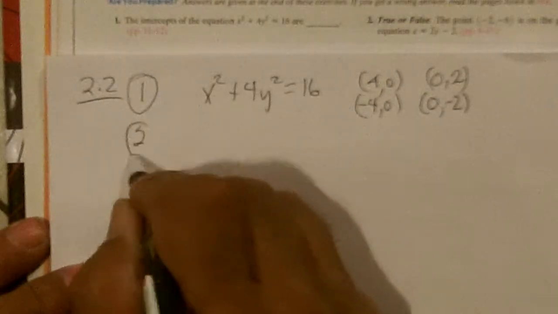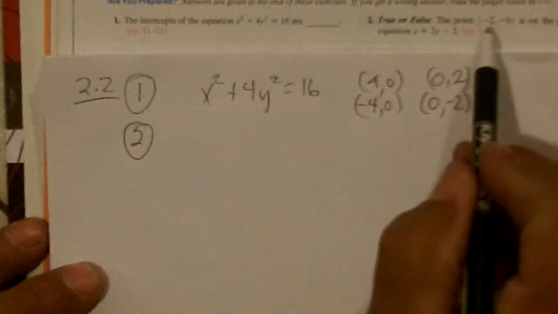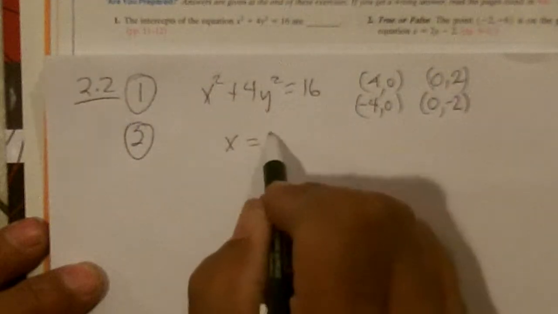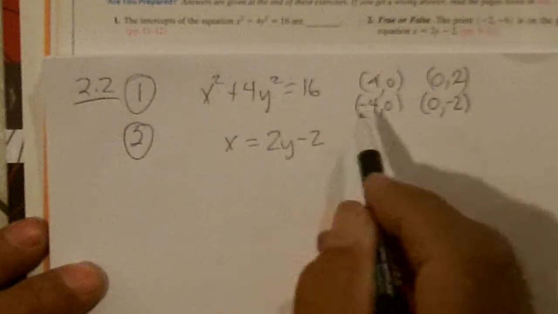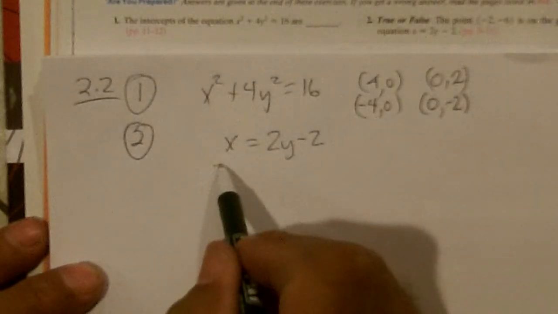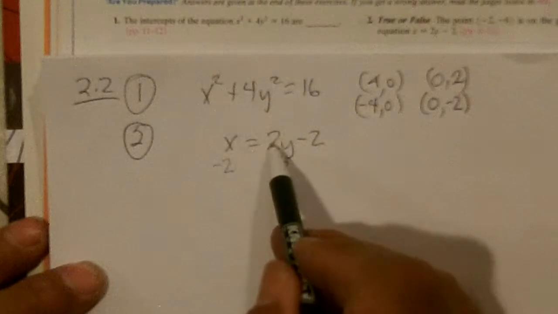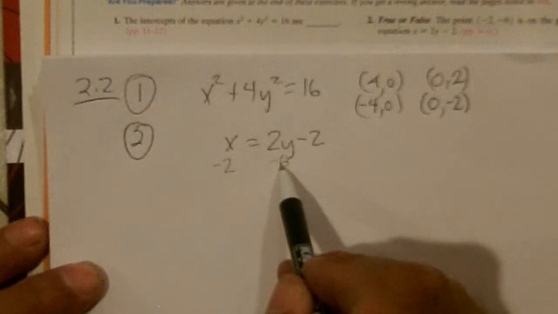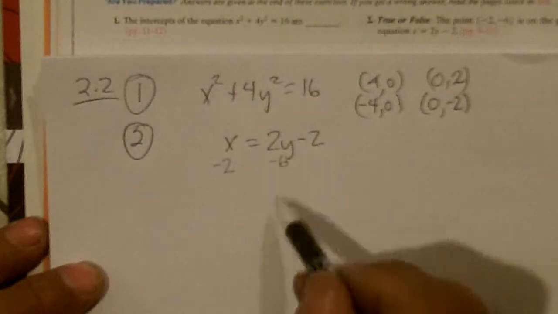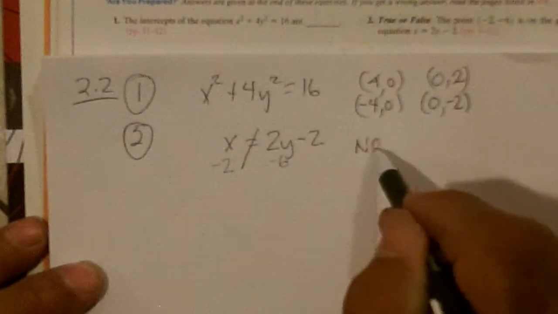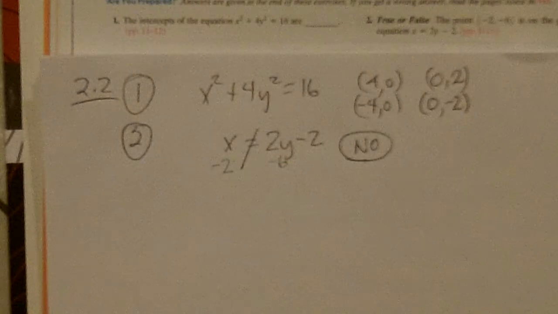Number 2, true or false: is the point negative 2, negative 6 on the graph of x equals 2y minus 2? Put negative 2 there for x, and negative 6 here for y. 2 times negative 6 is negative 12, minus 2 is negative 14. It's not equal there, so no, it's not on the graph.